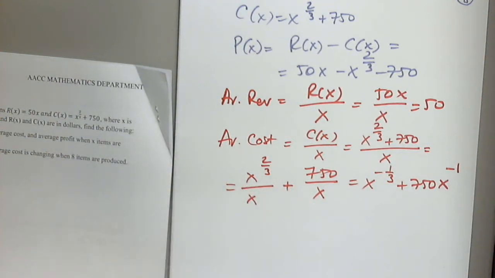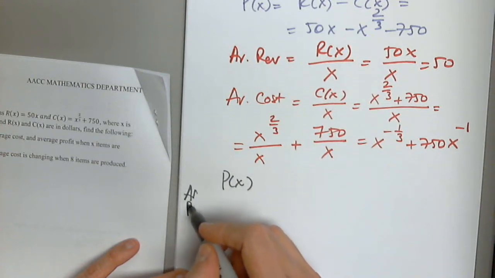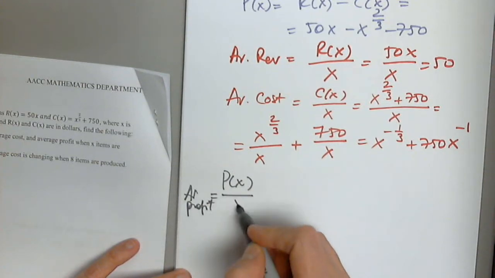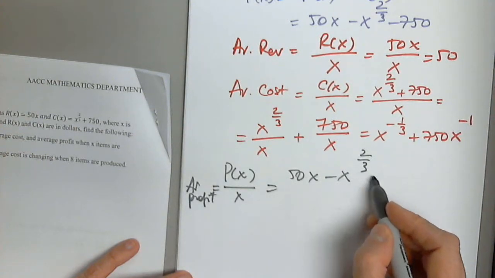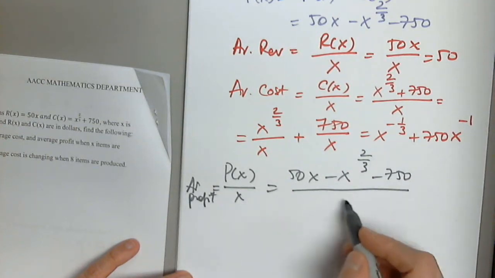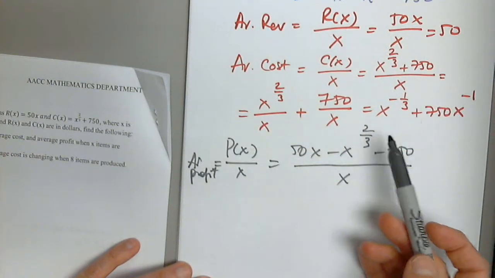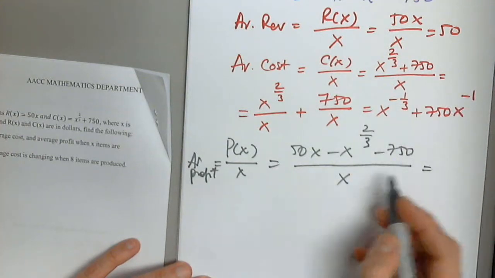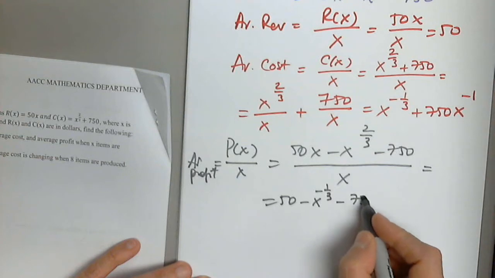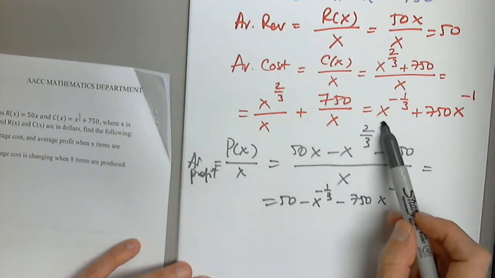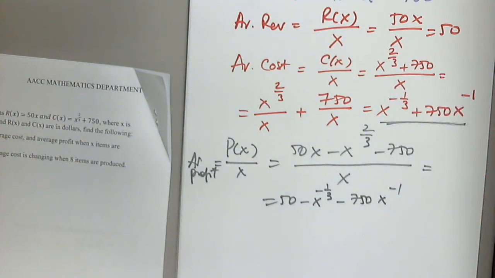And then the last one, which is average profit. That is this, which will be 50x minus x to the 2/3 minus 750 divided by x. And I just have these put together. I don't have to do it again. So this will be 50 minus x to the negative 1/3 and minus 750 times x to the negative 1. I subtracted this from this because I already did it once.